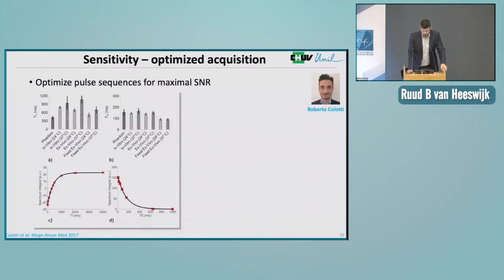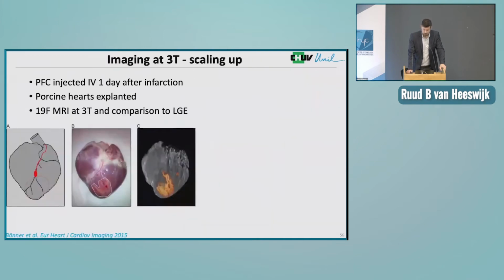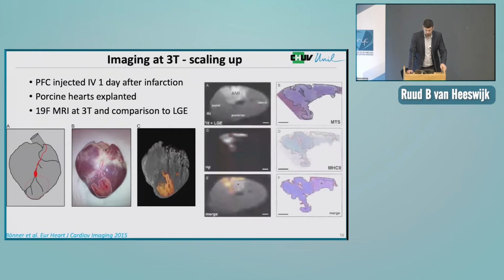We did some optimization of acquisition protocols, etc. So getting the best sample echo times, pulse sequences, repetition times, and so on out. And some other people did a confirmation in large animal models. So here you have a pig model of an infarction, as you can see with the balloon in the graph on the bottom left. And the perfluorocarbon very nicely lights up the infarcted area.